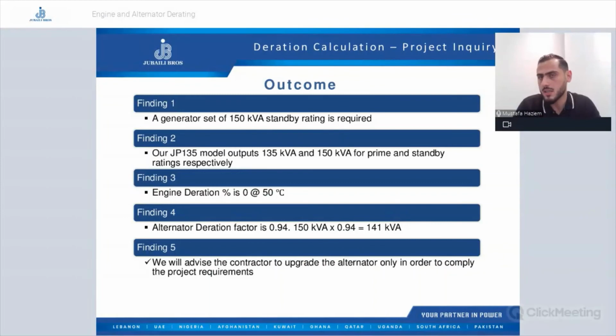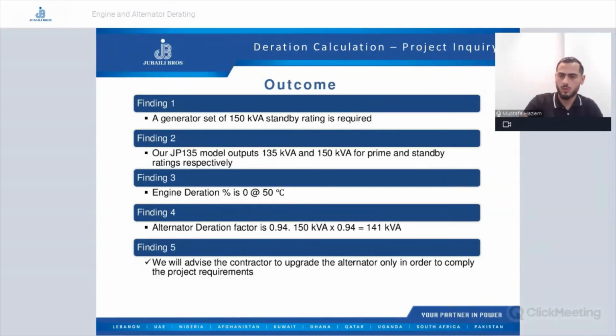What do we do in this case? We don't propose the JP 150 model, which is 150 kVA prime, 165 kVA standby. What we will do in Jubaili, because there is a cost impact there, is offer the customer the JP 135 model, which has an output of 135 kVA at prime and 150 kVA at standby. Engine derating at 50 degrees Celsius is 0. So it will still give you 150 kVA standby rating, but the alternator will have a derating.